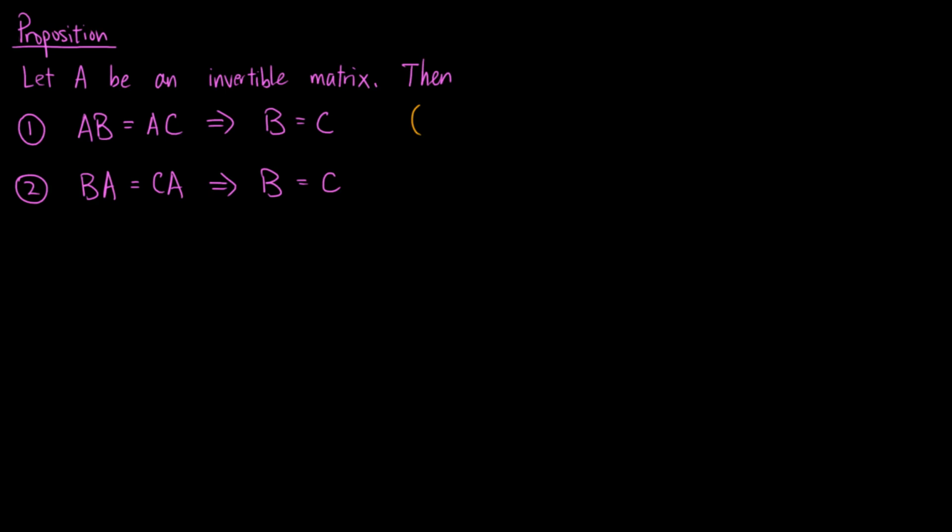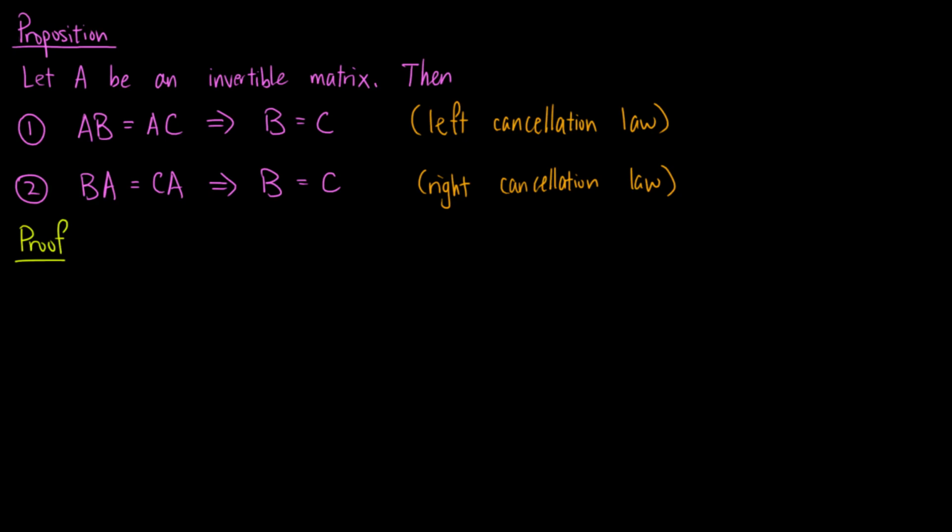The first point is known as the left cancellation law, since we can cancel the A on the left of both sides of the equality. Similarly, the second point is known as the right cancellation law, since we can cancel the A on the right of both sides of the equality. The proof is rather easy.